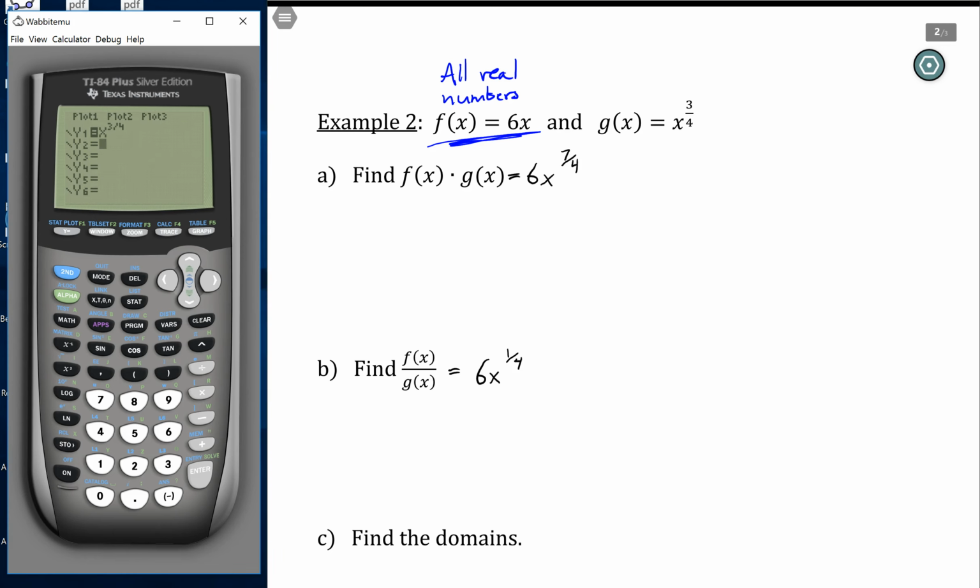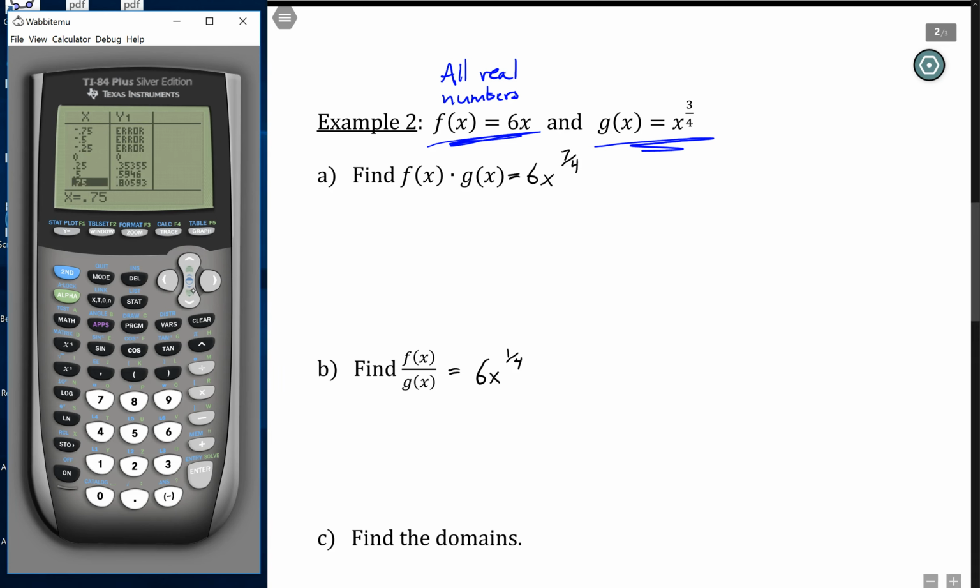Next, let's take a look at the domain of g of x. So here I'm graphing x to the 3/4. Let's take a look at the graph. And look, it's doing something kind of similar to those square root functions before where it just stops. And if we look at the table, we can see that, okay, positive values are good, 0 is good, but as soon as I hit negatives, I'm getting an error. And that's because remember what's going on here. Really, this is the 4th root of x cubed.